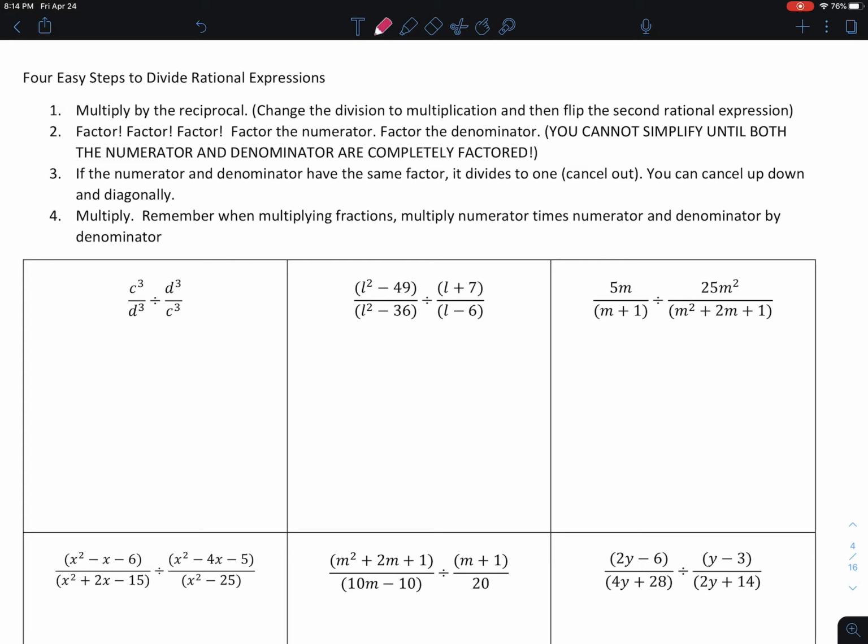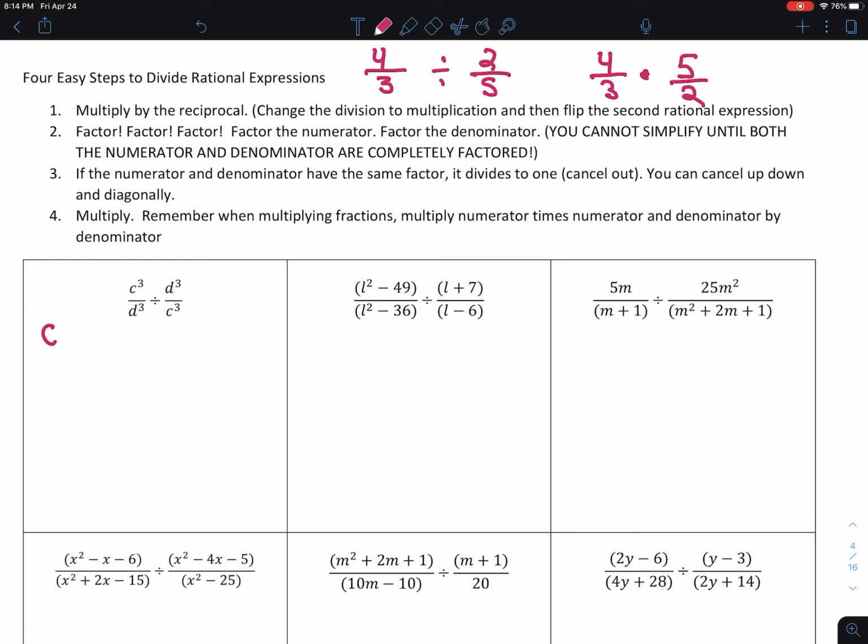Before we do this, just let me remind you of how we divided fractions in grade school. If we have 4/3 divided by 2/5, what do we do? We keep the 4/3, we change the division to multiplication, and then we multiply by the reciprocal. Well, guess what? We're going to do the exact same thing here.